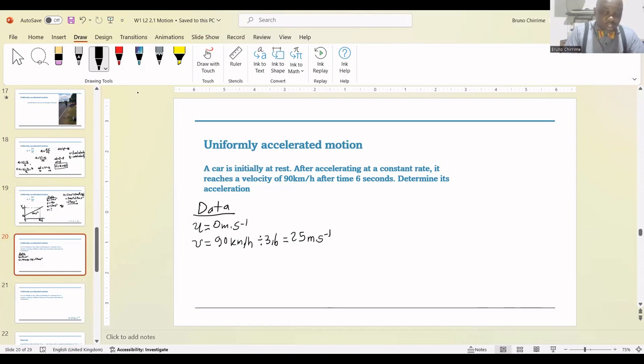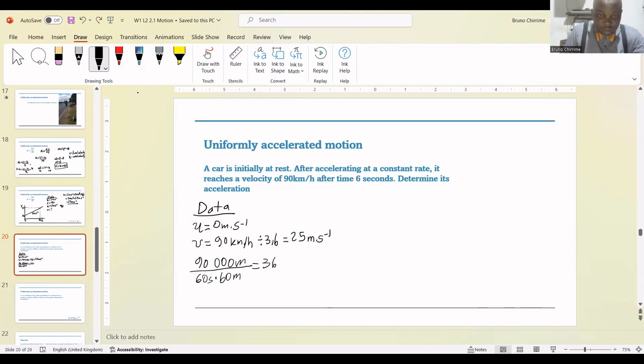Forgive me, I'm doing this in the calculator. So 90,000 meters divided by 60 times 60, which is 3,600. So this is a conversion, a fast conversion. So it's 90,000 meters divided by 3,600 seconds.